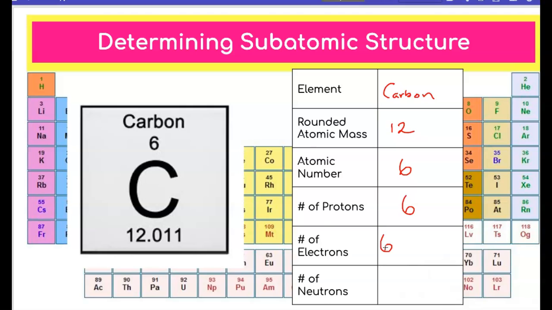I know that electrons are found orbiting on the outer orbitals of the atom. I will show them with a negative sign in order to represent them as electrons. Finally, I need to find my number of neutrons. I know that in order to do this, I need to know my number of protons as well as my atomic mass. Here, I know that my atomic mass is 12, and I know that I need to subtract from that the number of protons, which is 6. 12 minus 6 gives me 6, telling me that I have 6 neutrons in an atom of carbon.